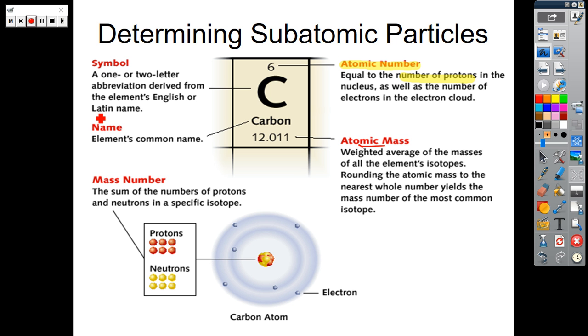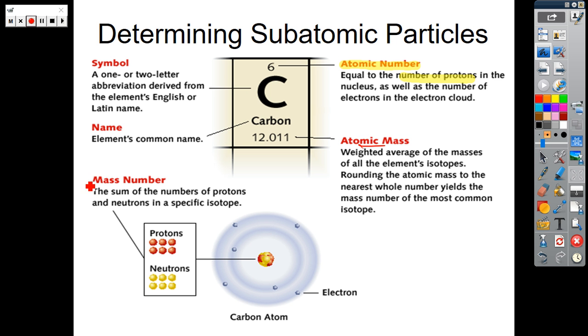You'll always see a symbol in the box for the element to let you know what element it is. Our periodic table may not have an element name, so it's really important that you start learning element names so that you can use the periodic table reference sheet that's going to be provided for this class. You need to know which names go with which symbols for most of the elements.